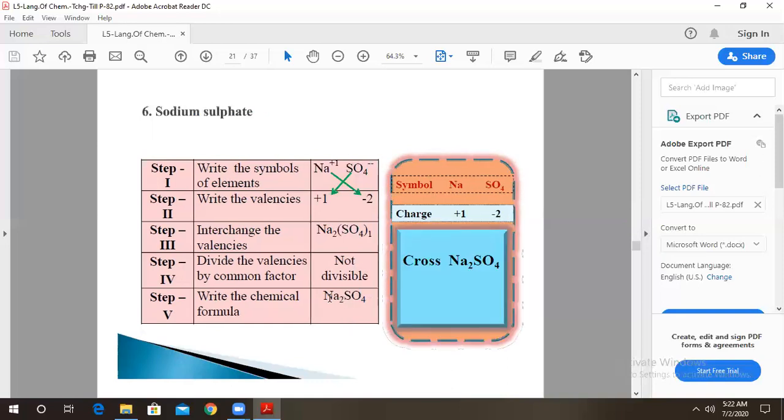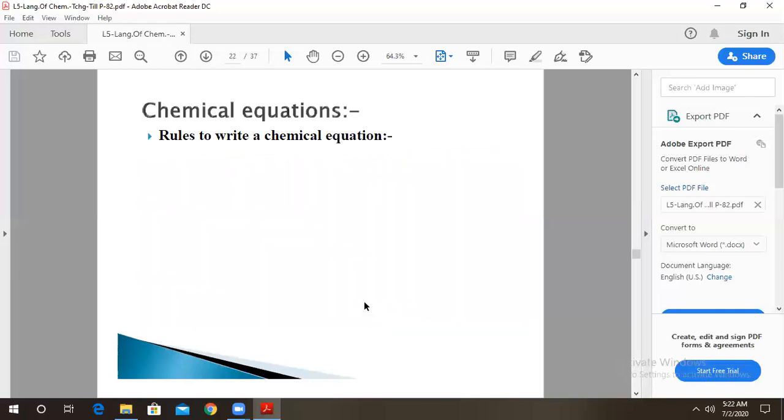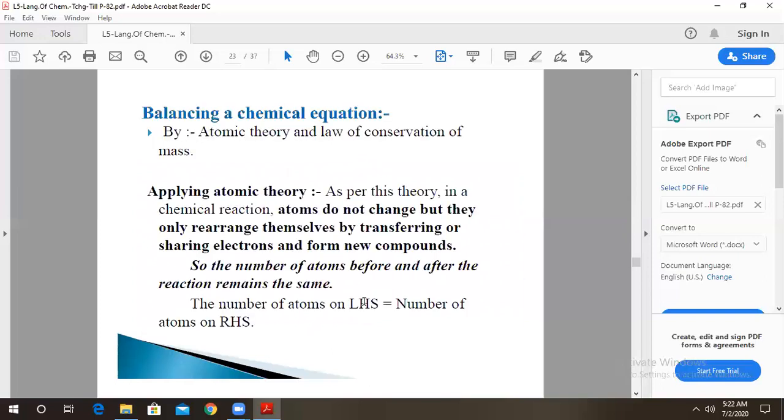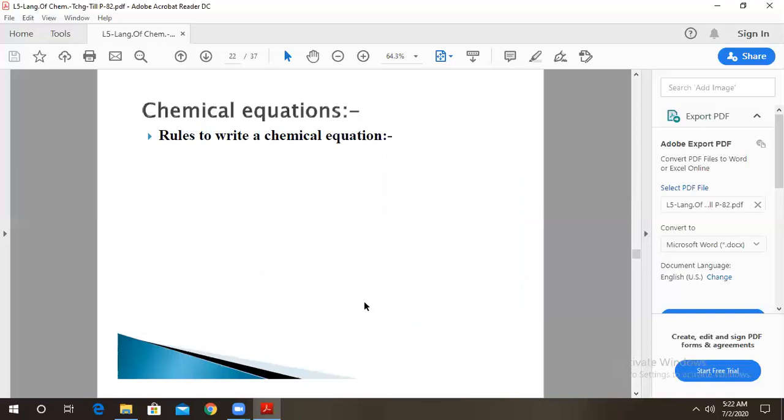Sodium sulfate, Na2SO4. Very good. Now, chemical equation. How to write a chemical equation? There are certain rules for writing the chemical equation on page number 81.